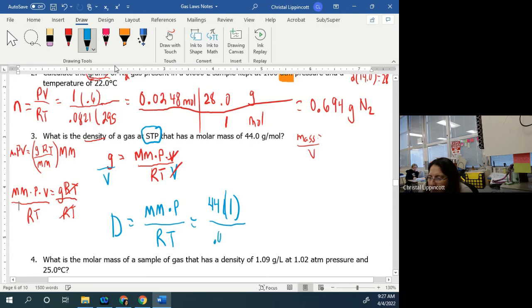So that means that I need the R value that is associated with ATM. And then I've got to have my temperature here. What is standard temperature? 273. There you go. All right. So we're going to do 44 times 1 divided by 0.0821 times 273. And that ends up equaling 1.96. And what are my units? What was my mass in? Grams. What was my volume in? Liters. So my units are grams per liter.